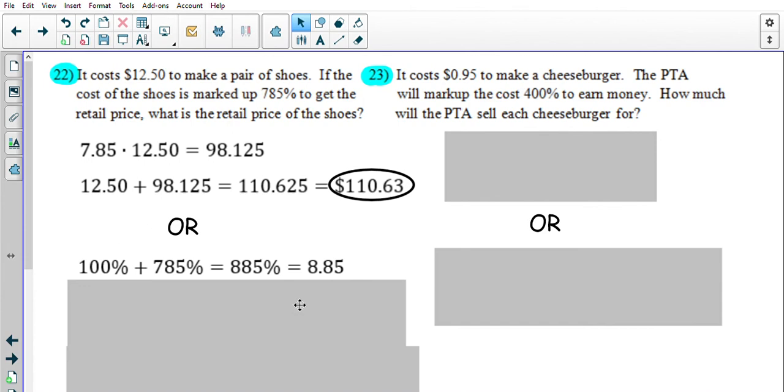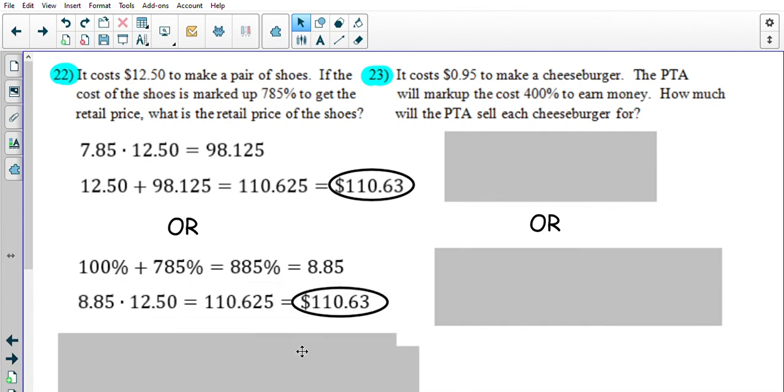Now the other option, since it's being marked up, you can do 100% plus 785% to get 885%, or 8.85. Take 8.85 times $12.50. You will get the $110.63. This works because that 100% represents the original $12.50 plus another 785% on top of that to get your final price. I like the second method because I think it's a little simpler, but both will work.